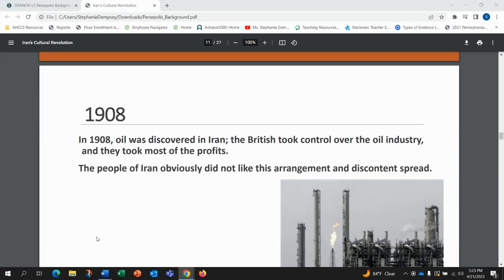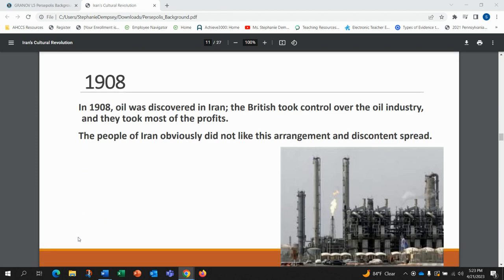In 1908, oil was discovered in Iran. The British took control over the oil industry, and they took most of the profits. The people of Iran obviously did not like this arrangement, and discontent spread.